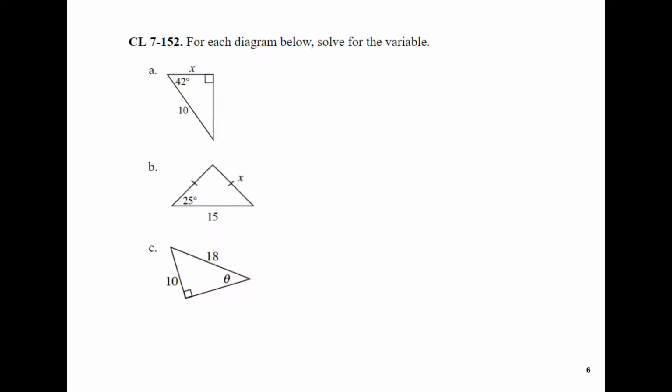For each diagram below, solve for the variable. So looking at 7-152A, I know that I'm working with a right triangle. I'm talking about this angle right here, which tells me that this leg of my triangle is my adjacent side. This is my hypotenuse. The trig function that uses adjacent over hypotenuse, so CAH, is cosine. So if I take the cosine of 42 degrees, it equals my adjacent side, which is x in this case, over my hypotenuse of 10.